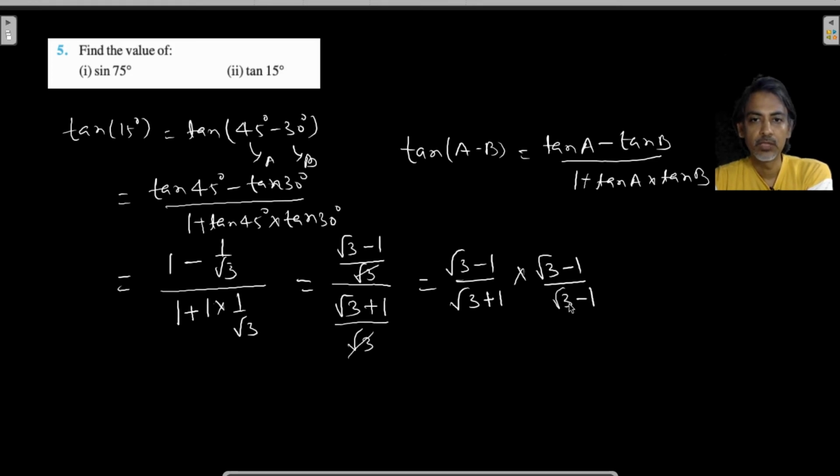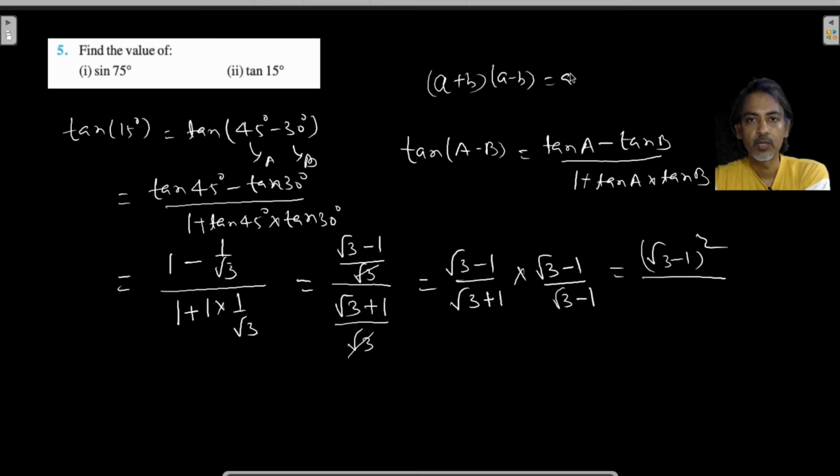So this quantity is nothing but 1, right? If I just strike it out, it will be 1, so this entire expression will not change, but it will get simplified, right? This is root 3 minus 1, this is also root 3 minus 1, so this will become root 3 minus 1 whole square, while the denominator will become root 3 plus 1 and root 3 minus 1. This is nothing but a plus b into a minus b, which is a square minus b square. So in this case, this will become root 3 square minus 1 square.